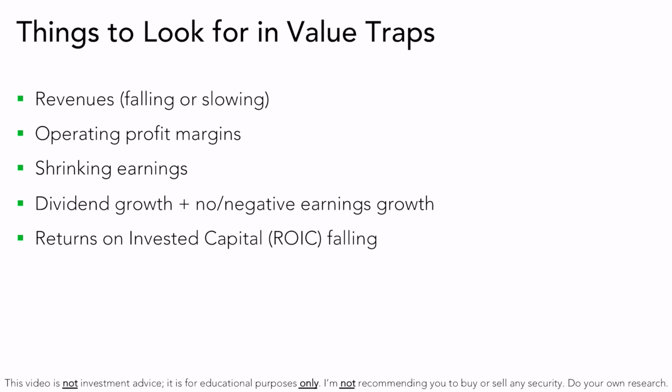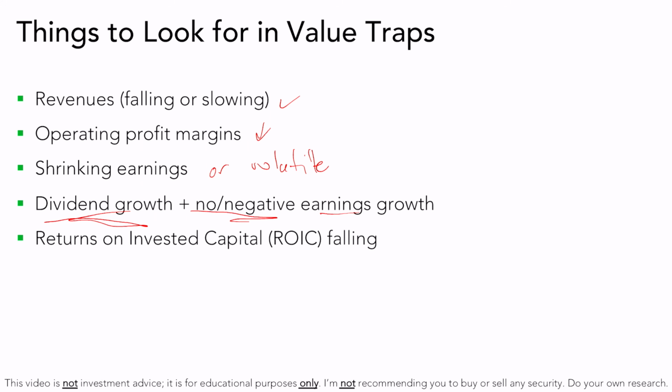So let's just recap 5 things to look at in a potential value trap. One is revenues either falling or just the growth slowing consistently. Operating profit margins starting to decline is another bad sign. If earnings are shrinking or very volatile, that's also something to pay attention to. Another issue is if you see a lot of dividend growth, but no or negative earnings growth. Dividends cannot continue to be paid without earnings supporting them. So if earnings are going south and dividends are going up, that means the company is only boosting its dividend by increasing its payout ratio, which is not sustainable. Either the earnings have to go up or the dividends have to come down.